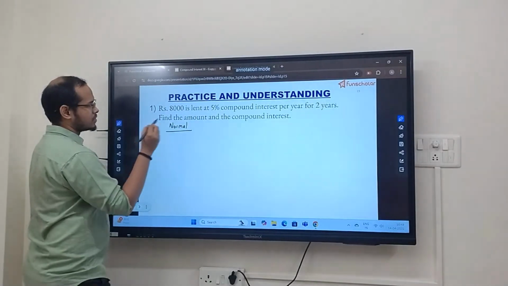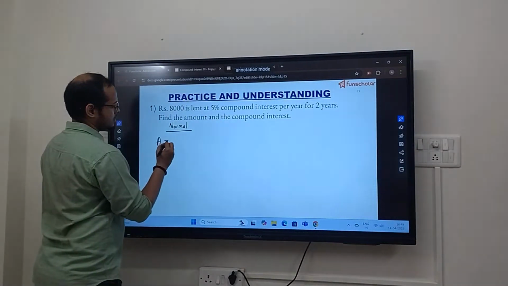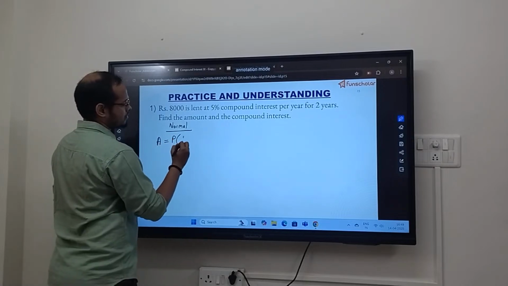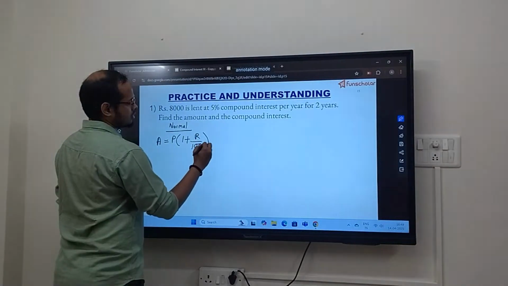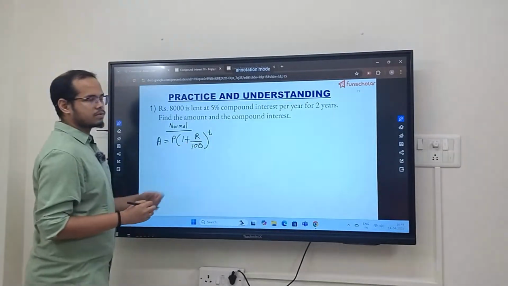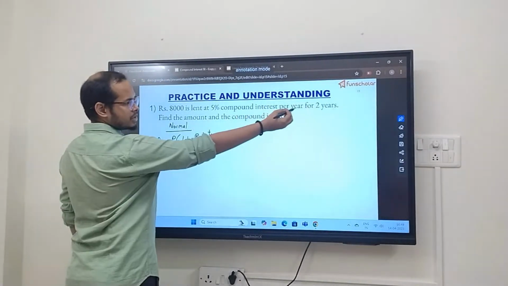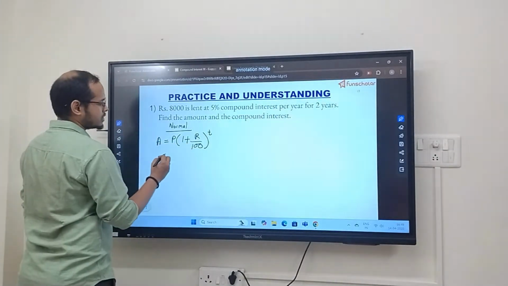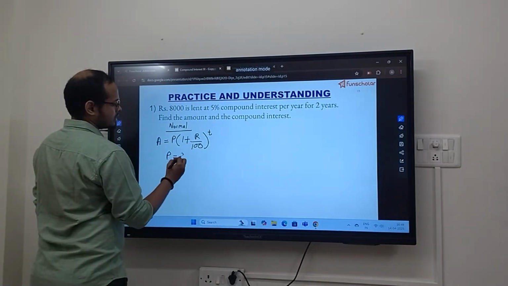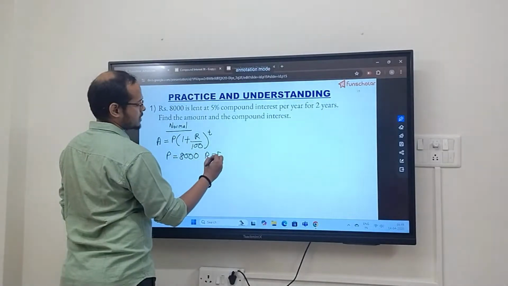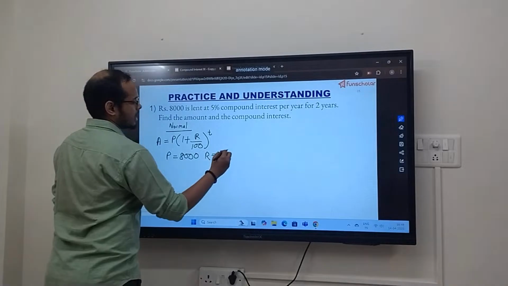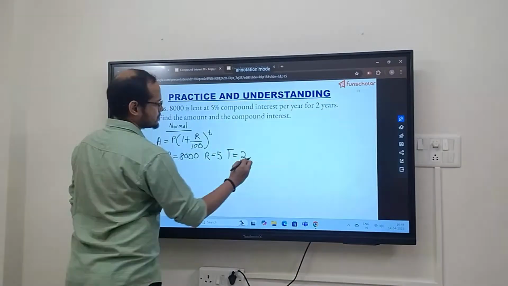Normal method. Amount is equal to principal times (1 plus r by 100) to the power t. This t stands for number of years, time. Here it's given 2 years, so let's write down what is given. P is given as 8,000, rate is given as 5%, and time is given as 2 years.